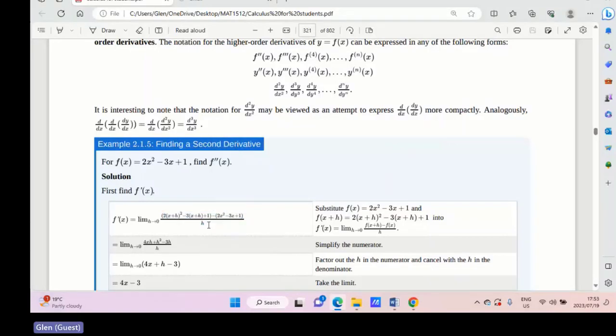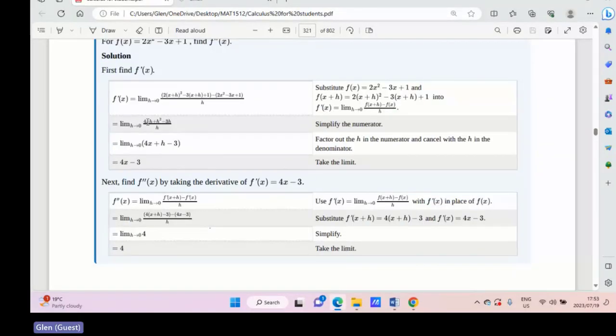Thank you. Then from there, after simplifying, we end up having 4xh plus h squared minus 3h all over h. Taking h out as a common factor, the h in the numerator and in the denominator will cancel out. Then we'll end up having 4x plus h minus 3. Now, as h tends to 0, we end up having 4x minus 3. That's the first derivative.